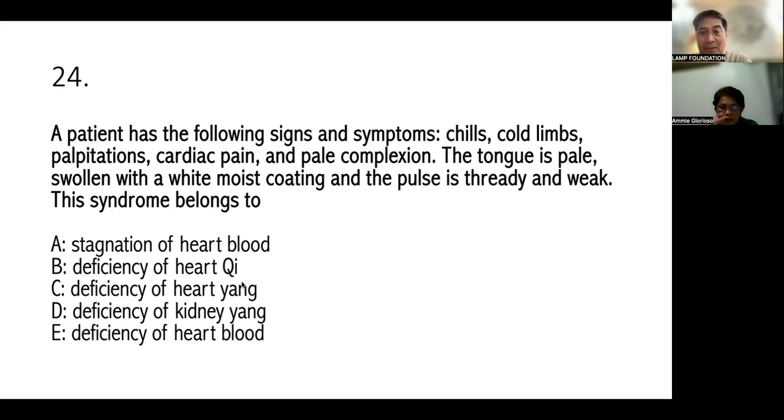Okay? 24, please. Patient has following signs and symptoms: chills, cold limbs, palpitations, cardiac pain, and pale complexion. The tongue is pale swollen with a white moist coating, and the pulse is steady and weak. These symptoms belong to letter C, deficiency of heart yang. Okay, so actually nauna ko lang tanungin to kanina, 'di ba? Ba't hindi mo natandaan?